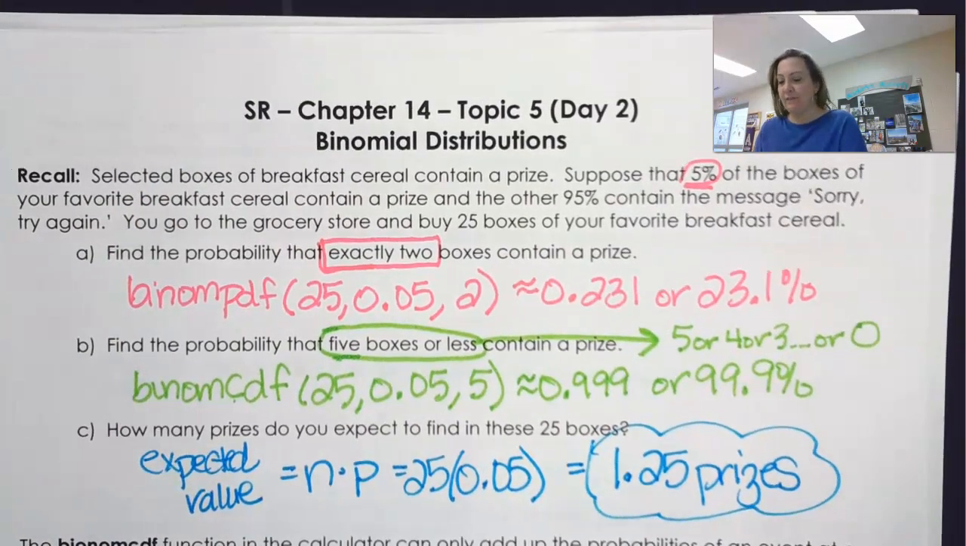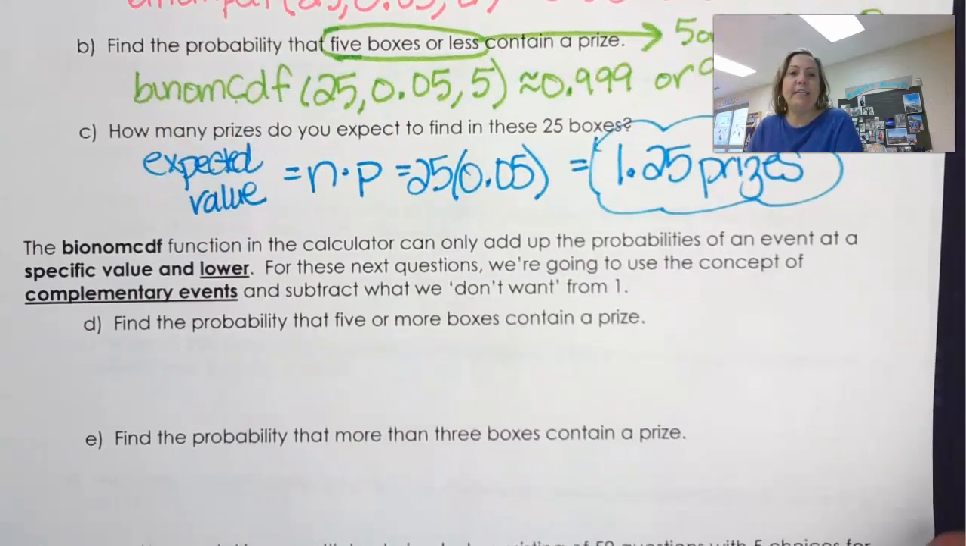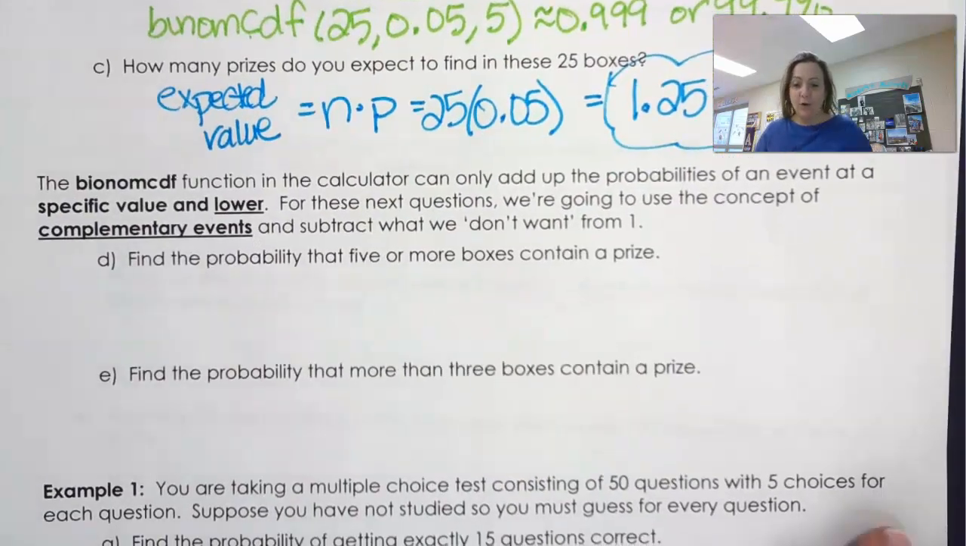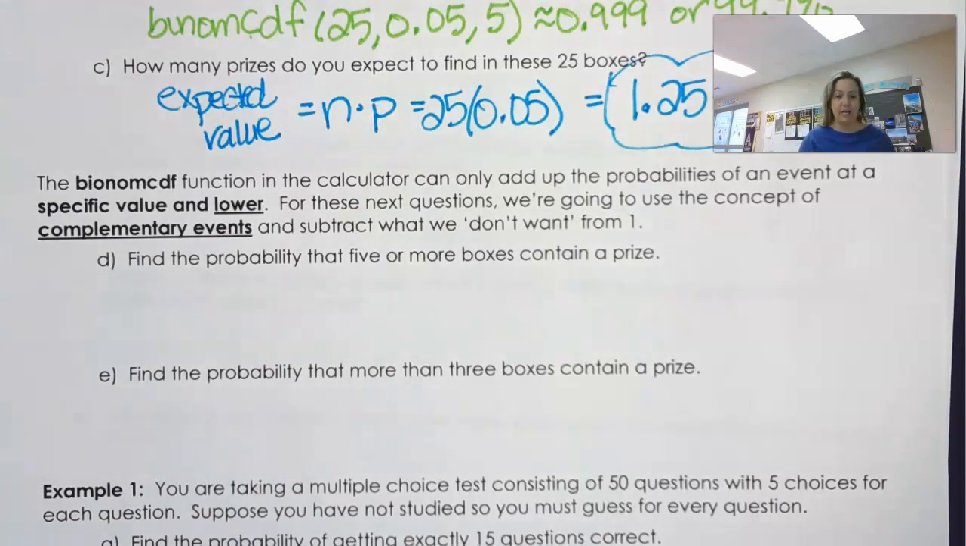So let's continue our conversation. The binomial CDF function in the calculator can only add up probabilities of an event at a specific value and lower. For these next questions, we're going to use the concept of complementary events and subtract what we don't want from 1. So here this one says, find the probability that 5 or more boxes contain a prize.